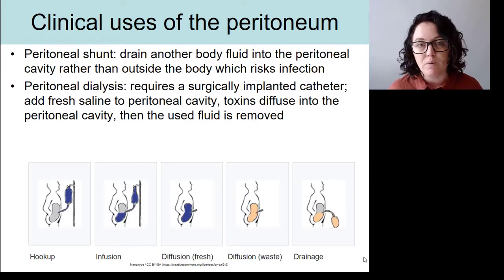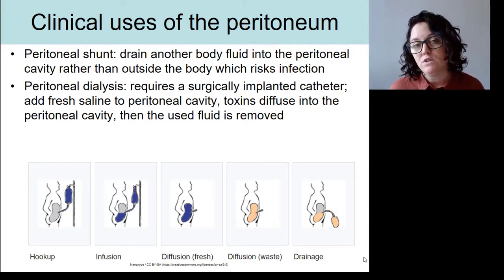The peritoneal cavity is the largest cavity in the human body. And because it's so big, we can actually do some things with it in the clinical setting. One example is using it to drain parts of the body that are building up fluid. This is common, for example, around the brain. Sometimes people have too much fluid building up around their brain, and we can build a shunt, or basically a tube, which will drain that fluid into the peritoneal cavity. This is always safer than draining the fluid outside of the body, because whenever you go outside of the body, you're increasing a risk for infection.